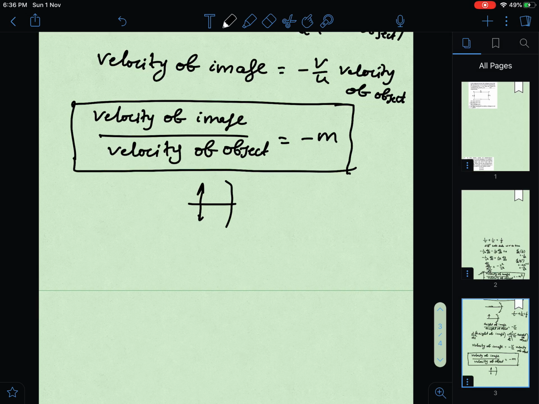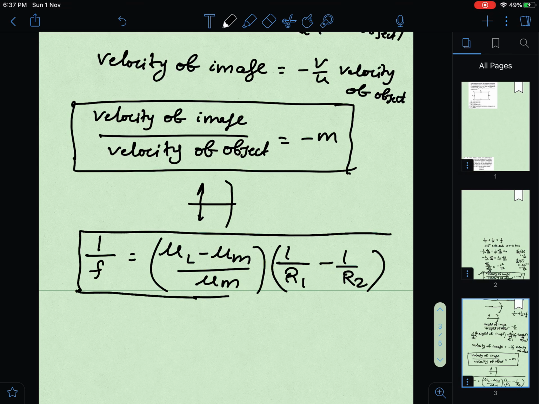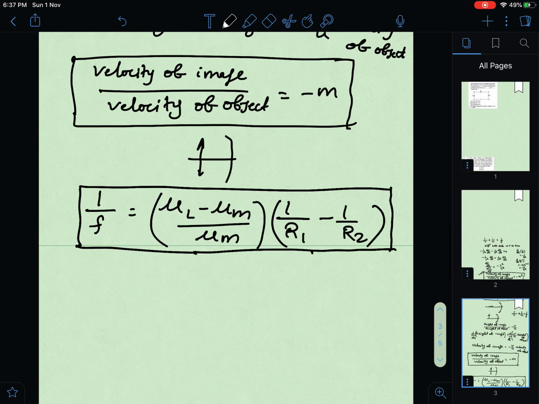Now one thing I want to discuss: apart from that, you should remember one formula, 1 by f is equal to (mu of the lens minus mu of the medium) upon mu of the medium into (1 by r1 minus 1 by r2). This is the lens maker formula. I have done analysis of the previous 10 to 15 years of NSEJS papers, and on the basis of that, these things you should keep in mind.